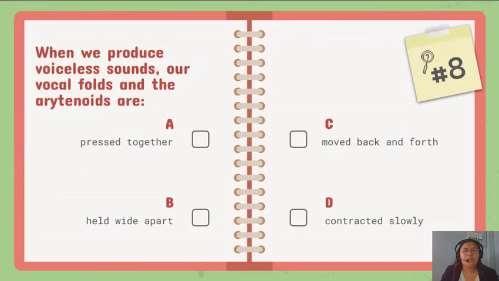Number 8. When we produce voiceless sounds, our vocal folds and the arytenoids are A. Pressed together, B. Held wide apart, C. Moved back and forth, or D. Contracted slowly. The correct answer is B. Try making the sounds P, F, and S. You will notice that your vocal folds and arytenoids are far from each other when sounding these out.